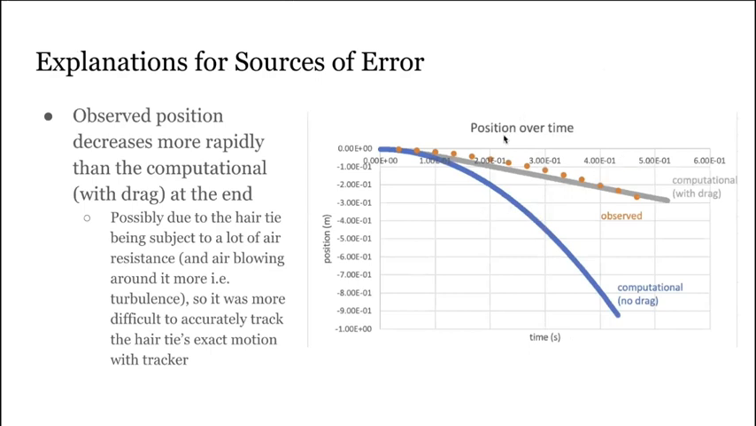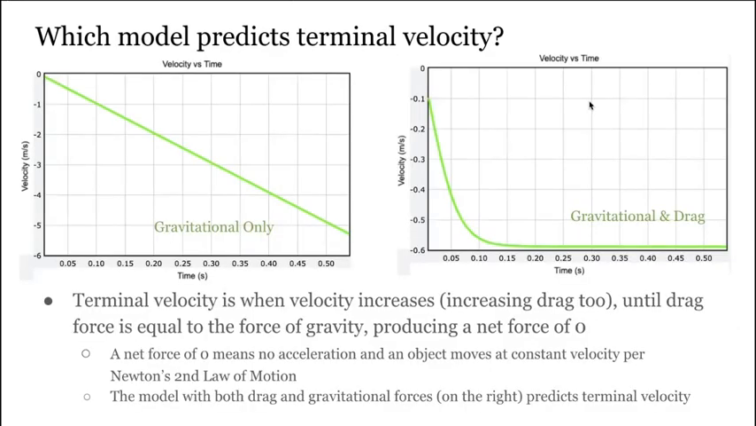However, there are still some slight discrepancies between the observed and the computational model that took into account drag, especially towards the end here. One of the reasons is possibly due to the coiled hair tie being subject to more drag, where the air was blowing it around more, so it was difficult to accurately track the hair tie's exact motion with Tracker. So the model with drag and gravitational forces predicts terminal velocity.